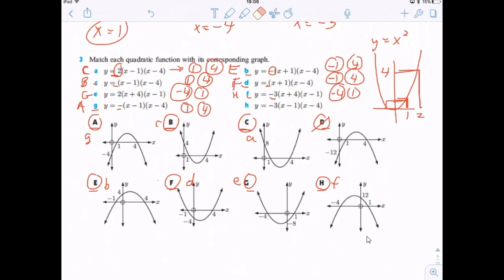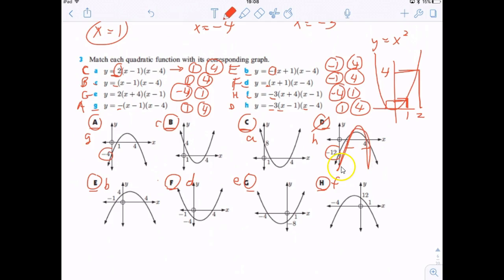And that just leaves the D one for H. So this one must be H. This one must be D. But just to make sure, we'll say, okay, the roots are 1 and 4, 1 and 4. And it's turned upside down, -3, right? And -3 means it's kind of narrow. Okay, and so yeah, like -12, it's quite narrow.